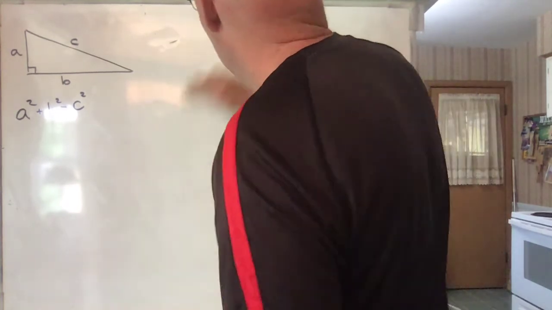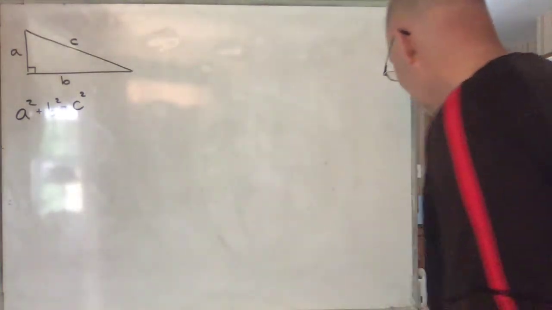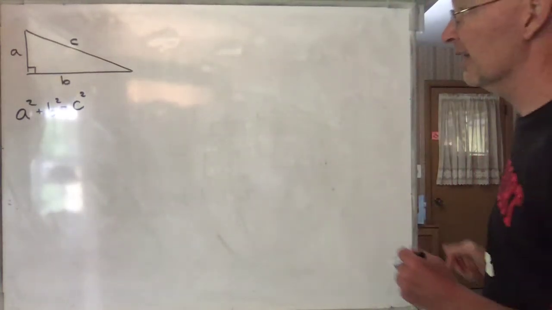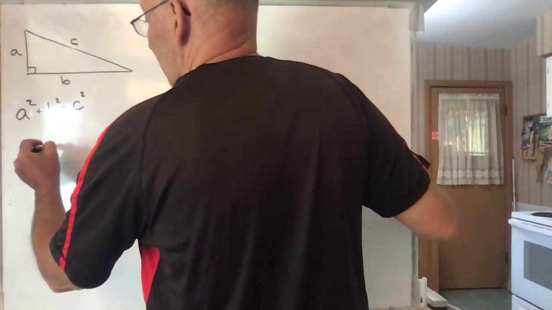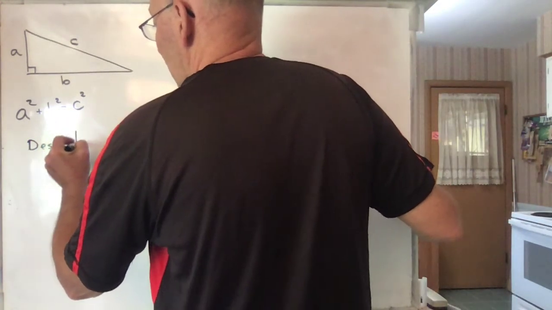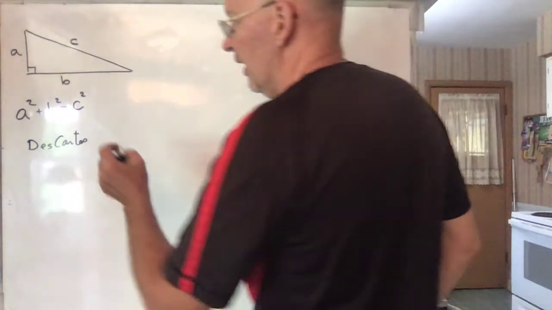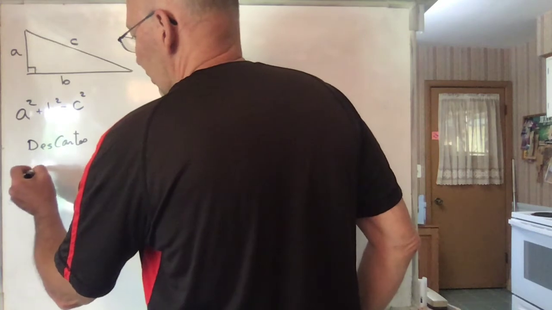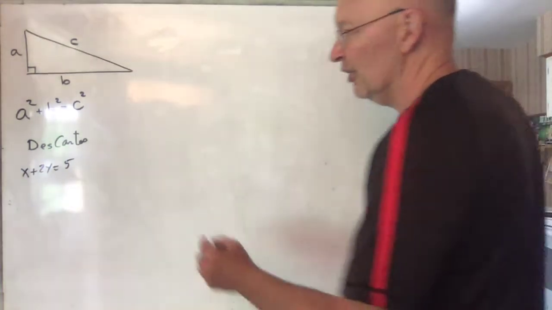Okay, now let's use Pythagorean theorem in order to do some kind of neat mathematics. And this is all problem solving again. Okay, a guy by the name of Descartes was a person who lived in the 1600s, and he loved algebra. He loved things like x plus 2y is equal to 5. That's algebra. And he also liked geometry.